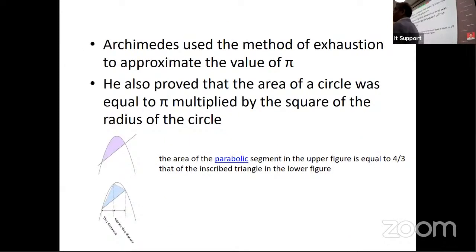Archimedes, again, who is, of course, this is the word that comes in physics, but don't forget that Archimedes also is the same person who found the method of exhaustion to approximate the value of pi. He also proved that the area of a circle was equal to pi multiplied by the square of the radius of the circle, the very famous pi r square for the area. He also proved that this area is 4/3 times the inscribed triangle in the lower figure. What I want to tell is that Archimedes was a great mathematician. Again, great examples of mathematics and physics combining in the early days of science. Of course, today many other disciplines are combined.